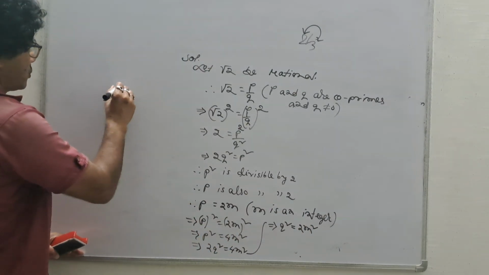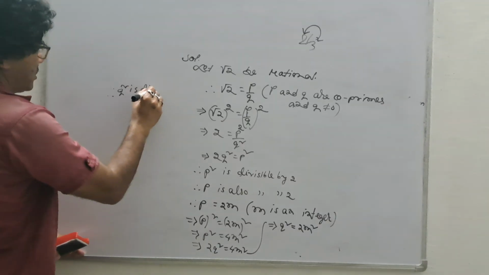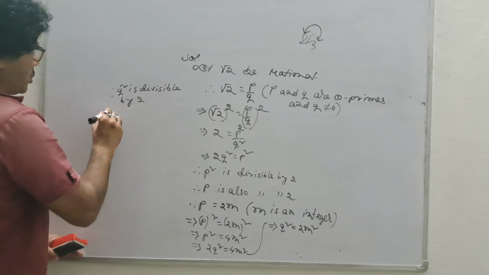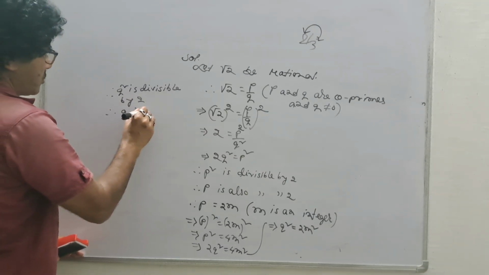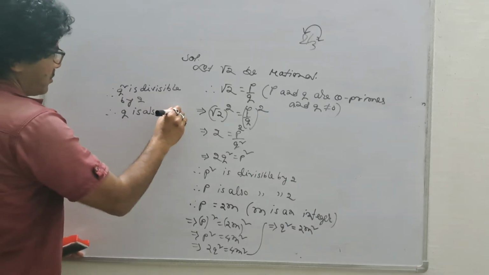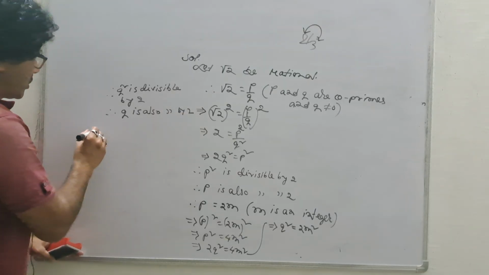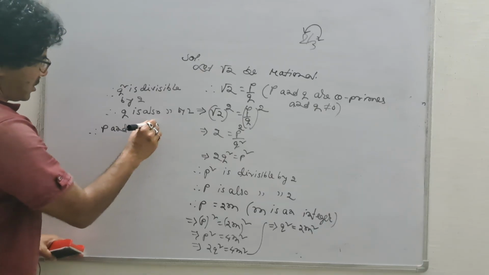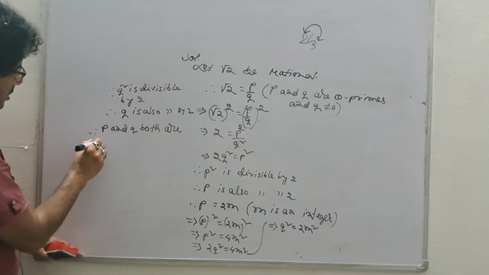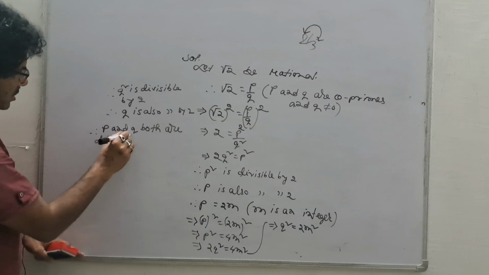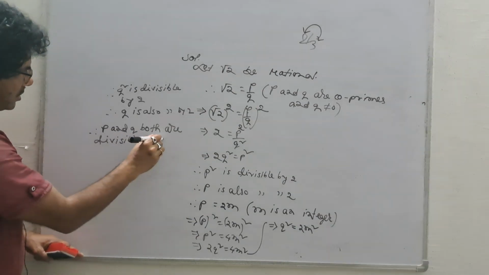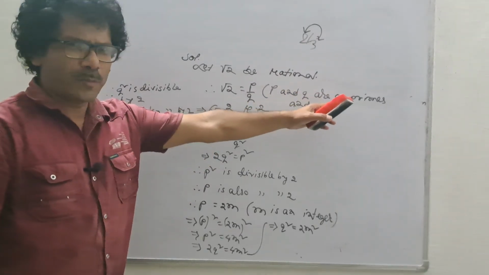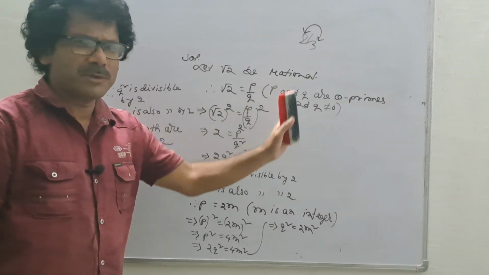Therefore, q squared is divisible by 2. Q squared is divisible by 2 means q is also divisible by 2. That means what we have got? P and q both are divisible by 2. But what did we assume? P and q are co-primes. That is, p and q are only divisible by 1.